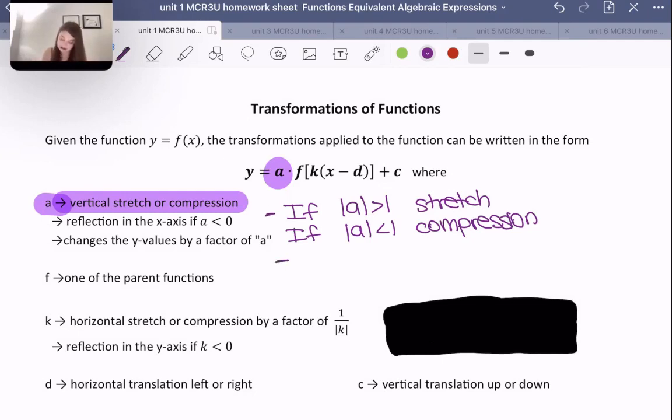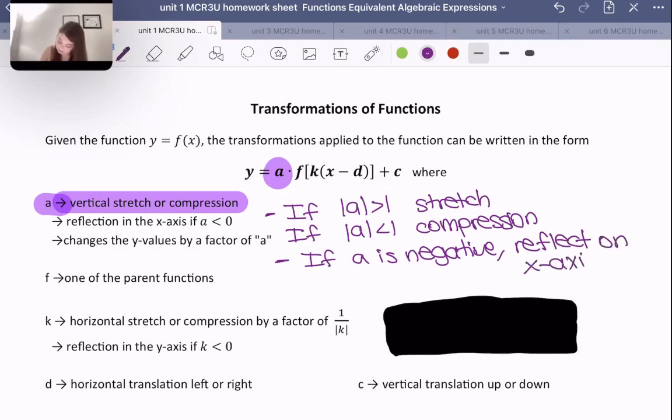The other thing that A tells us, this is number one. Number two thing that A tells us is that if A is negative, then reflect on the x-axis is one of the transformations. Now, what if A is positive? Then we do nothing. But if A is a negative number, that's indicating to reflect on the x-axis, right? Because if it's negative, that's like a scalar of -1. So all positive numbers become negative, and all negative numbers become positive. So it's reflecting across the x-axis in this case.